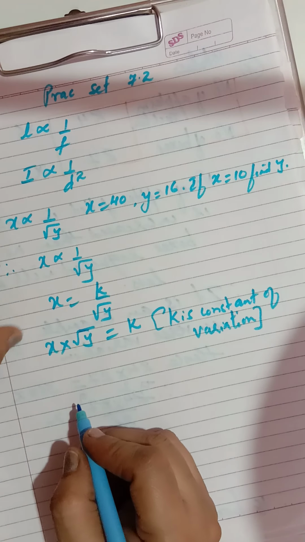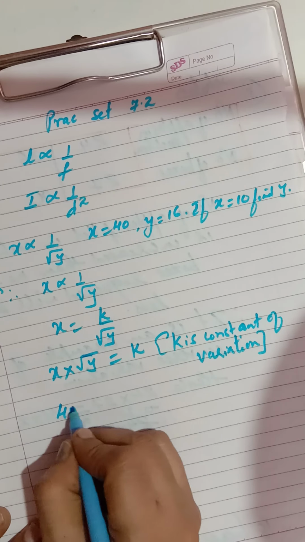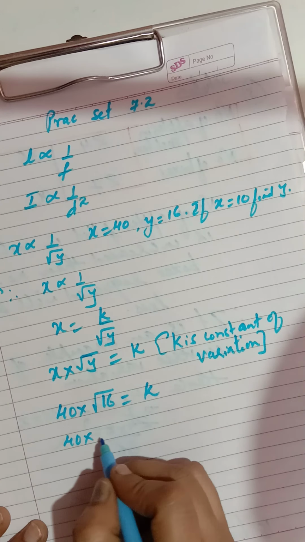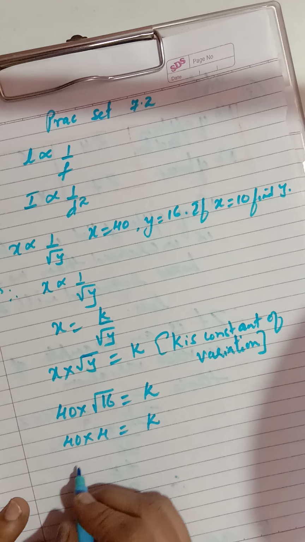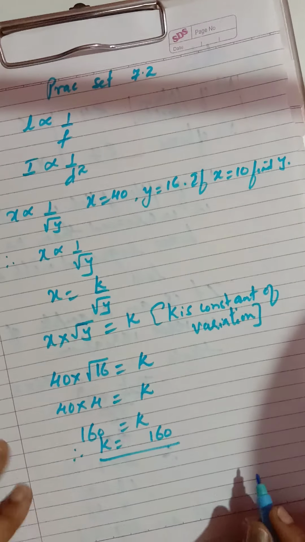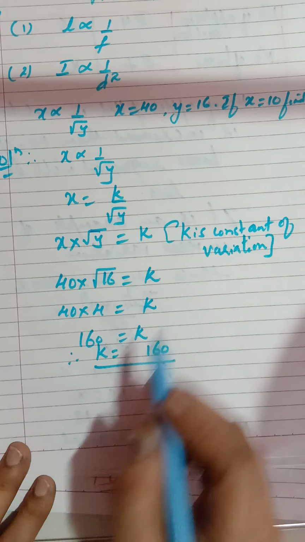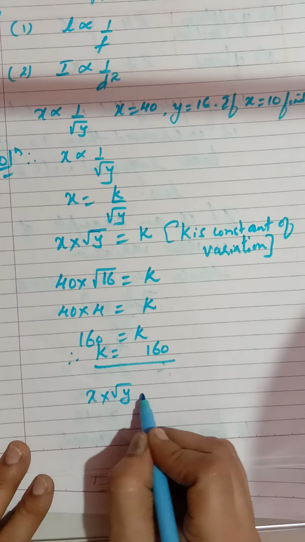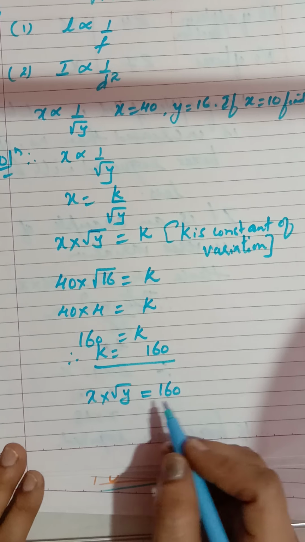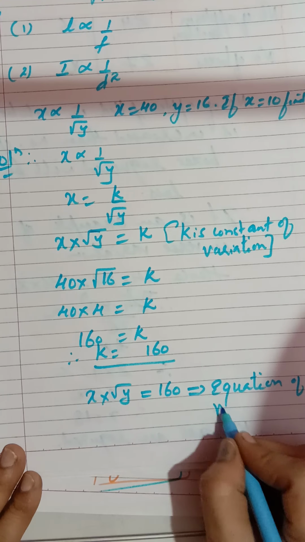Now children, let us substitute the values of x and y. x is 40 into root of y which is 16, that is equal to k. So 40 into root 16, which is 4, is equal to k, and that is 160 is equal to k. Therefore k is equal to 160. Now we have got the value of the constant of variation. Now what will be our equation of variation? That is x into root y is equal to 160. This is your equation of variation.